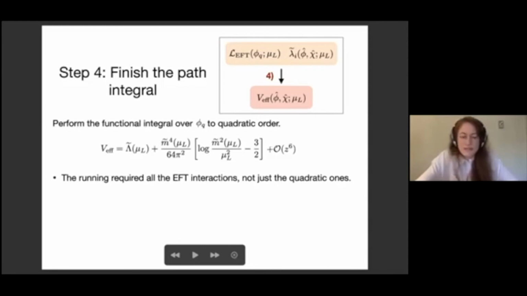So this is a really simple looking formula, and I have 2 comments. So the first comment is that I think this formula is maybe deceptively simple looking. I'll remind you on the previous slide, I showed these complicated formulas for lambda twiddle and m twiddle. And so the point I want to make is that even though at the end of the day, this effective potential only depends on the quadratic parameters, the constant and the quadratic parameter in the EFT, the running required all of the EFT interactions. So it really was necessary that I compute all the interactions in the EFT.